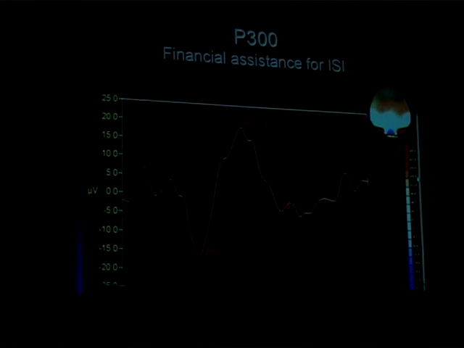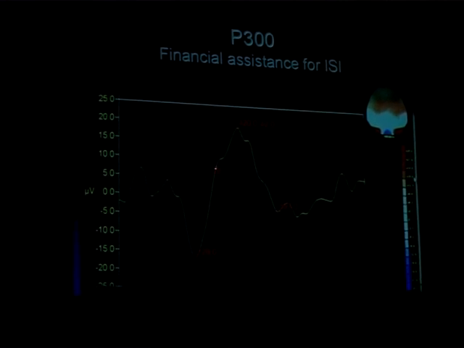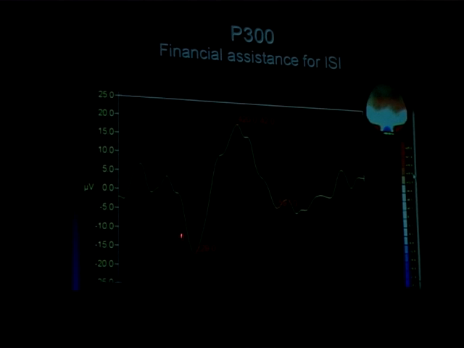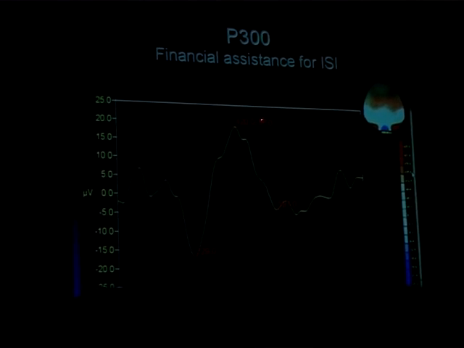Here you can see the latency, that is 229 seconds. The P300 has arisen, and this is the amplitude.